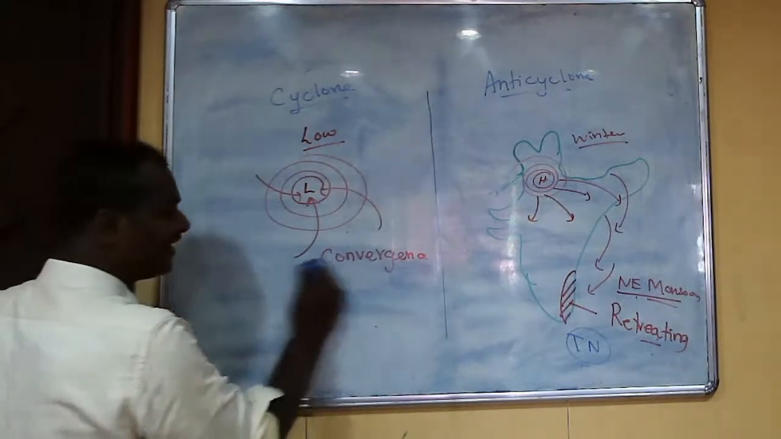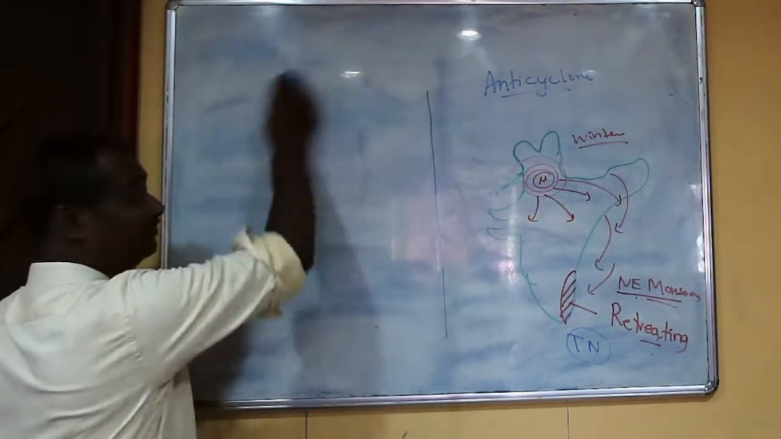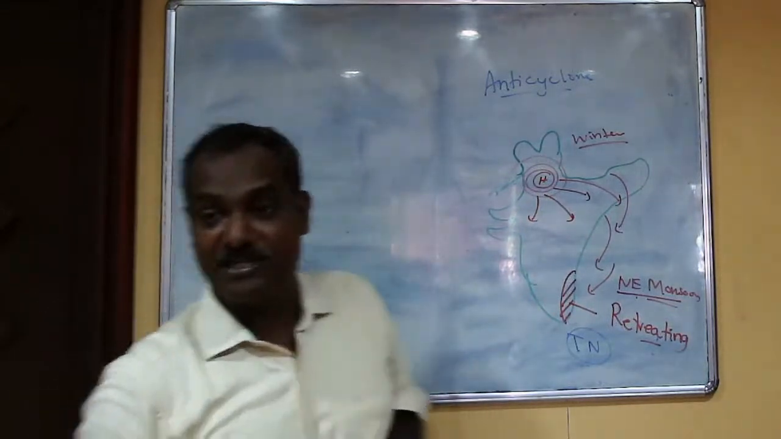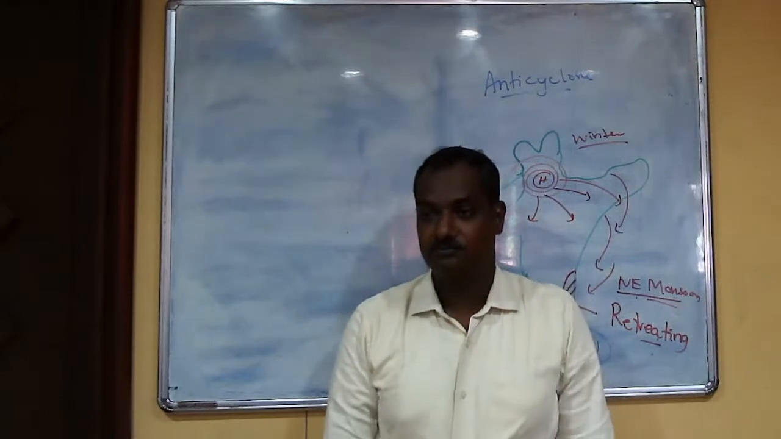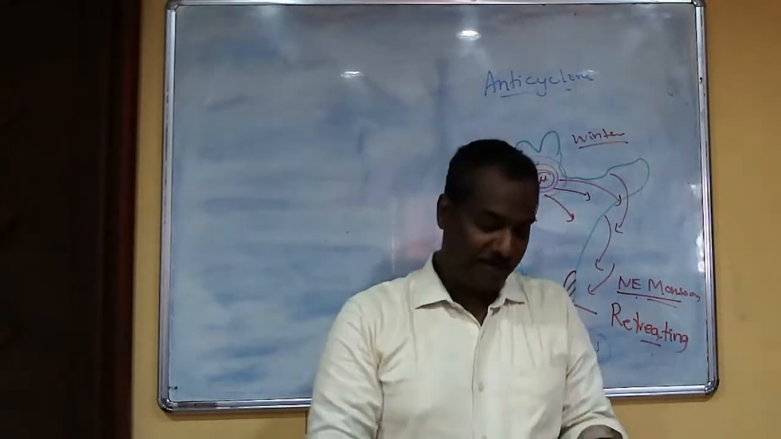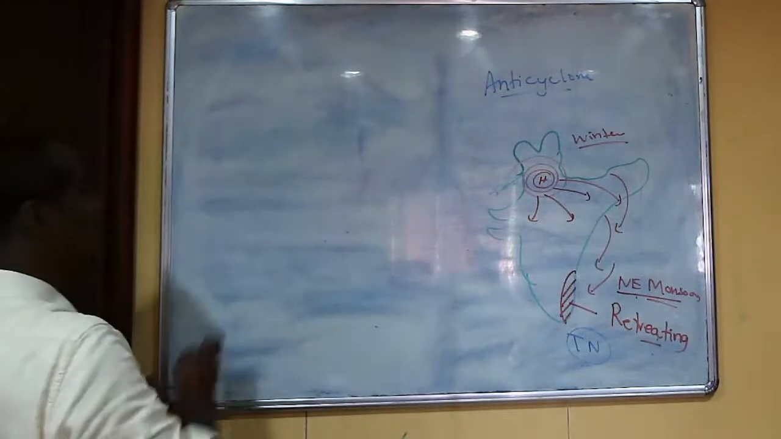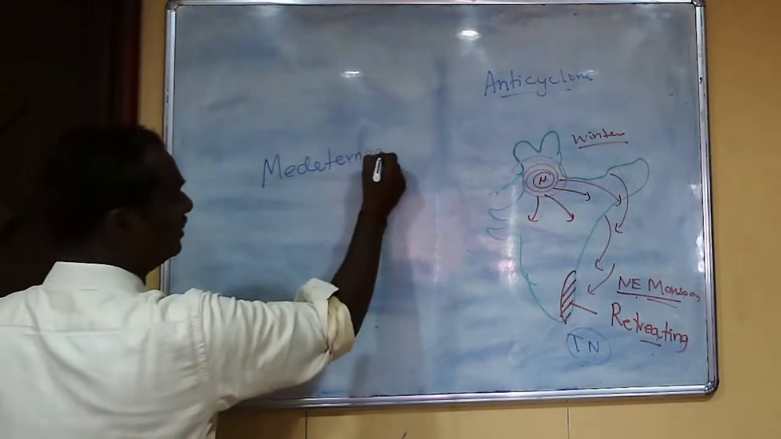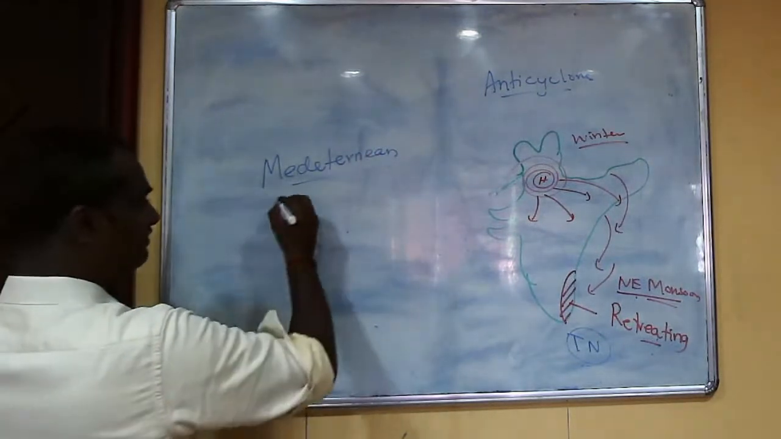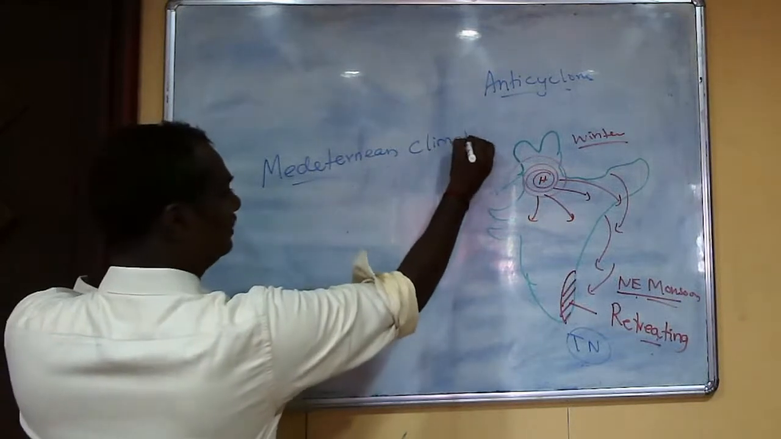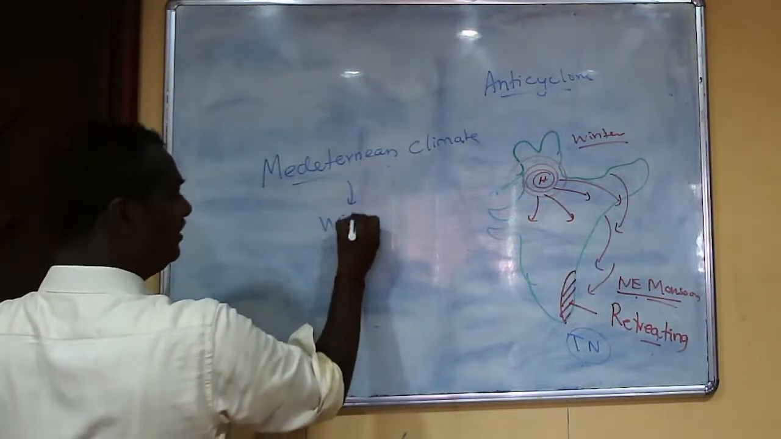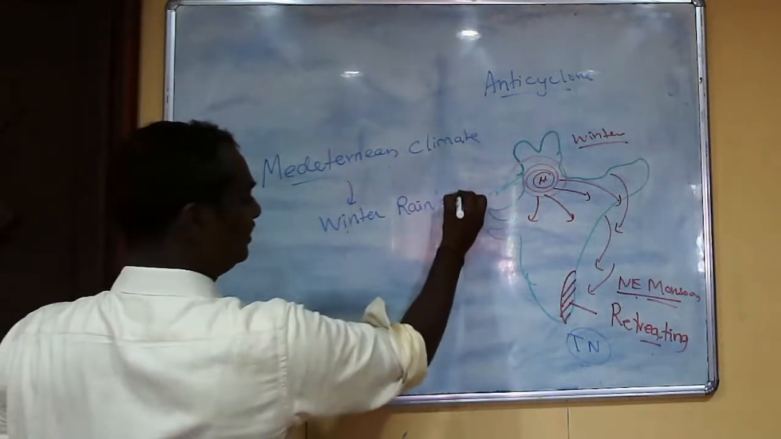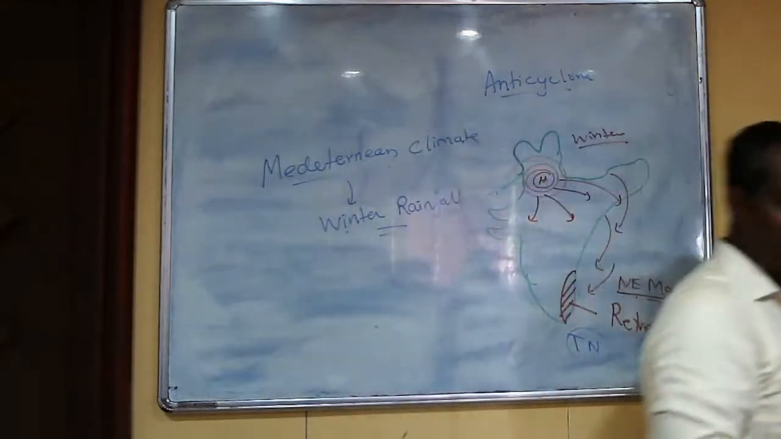Now, this winter season rainfall is also an aspect of another climate. Which climate is that? A climate which receives winter rainfall. Mediterranean climate. Very good. Mediterranean climate has winter rainfall. That is very unique. Not every climate has a winter rainfall. Most climates will have summer rainfall.